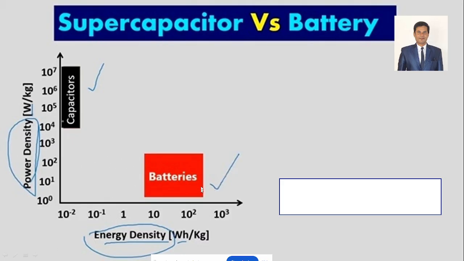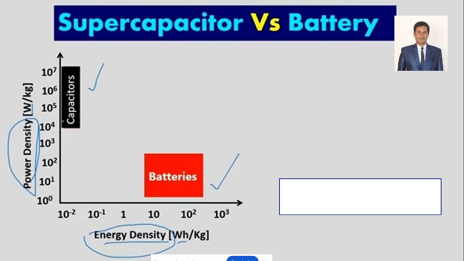If you want to have more energy, the batteries may have less power. Yes or not? So if you see here, the batteries may have less power and more energy, right? When you talk about the capacitors, the capacitor will have more power but less energy. This is how it makes a lot of difference between the supercapacitor and the batteries.